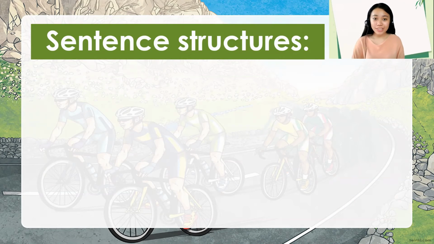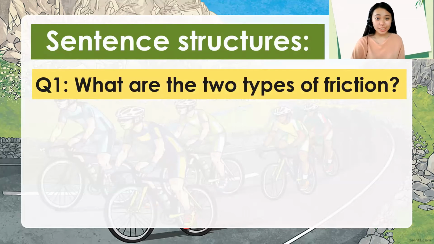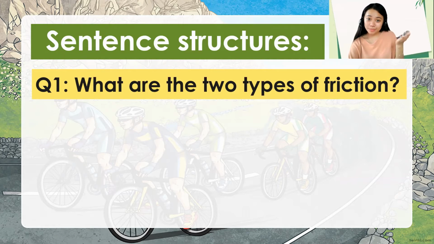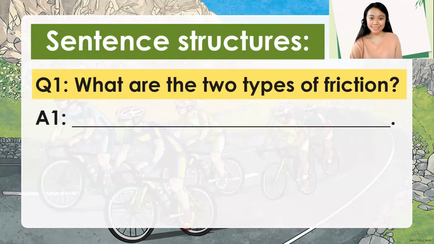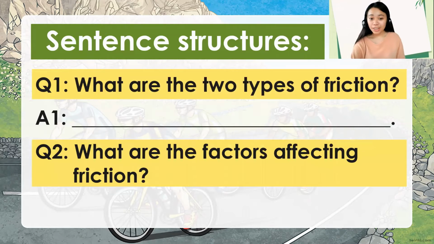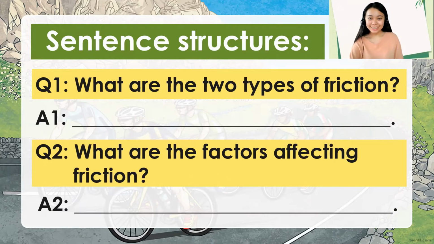These are the sentence structures for today. Repeat after me. Question number one. What are the two types of friction? Answer. Question number two. What are the factors affecting friction? Answer. Good.